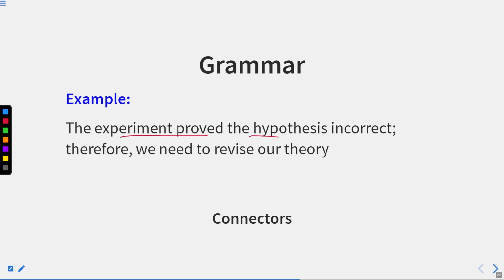Example, the experiment proved the hypothesis incorrect. Therefore, we need to revise our theory. So, this is how we are using therefore, because this was the reason. This enabled us to do this.